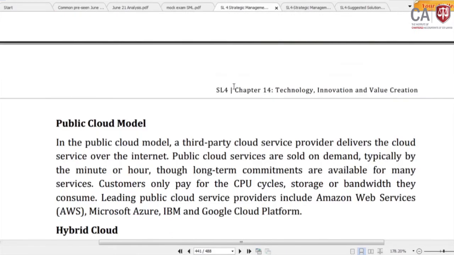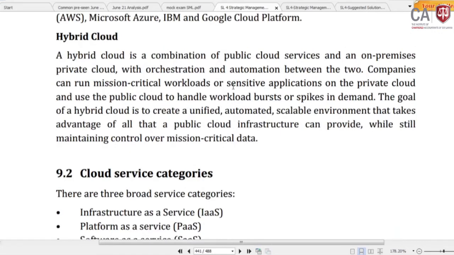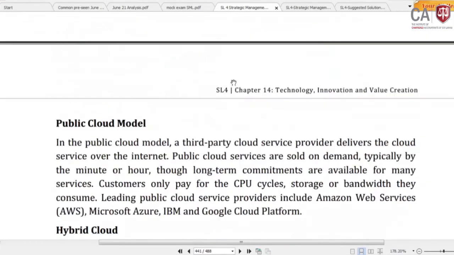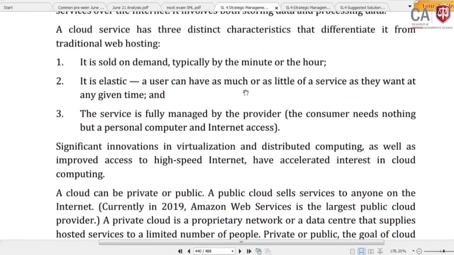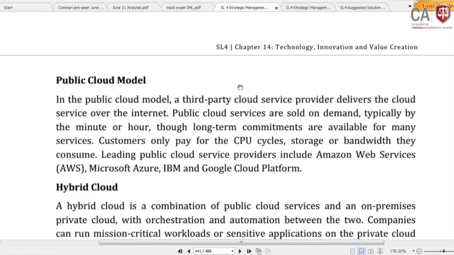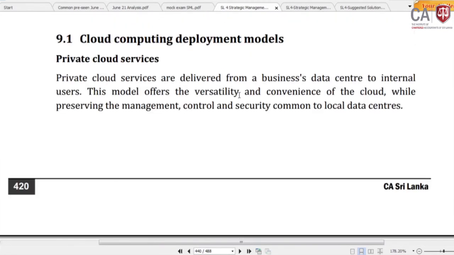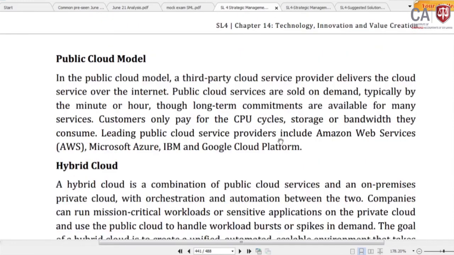What are the cloud options available for us? Private cloud, public cloud, hybrid cloud, right. Private cloud, public cloud, you know the difference. Private cloud mean we are going to have our own data center, right. Public cloud, we are going to use a third party facility, right, via internet. Hybrid mean mixture of that one.